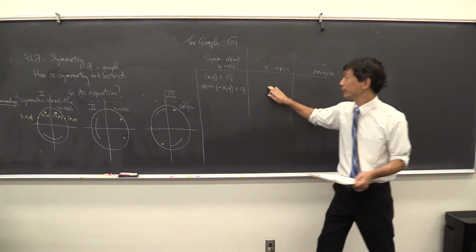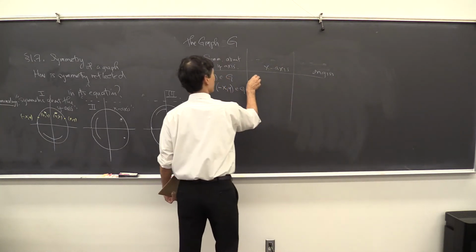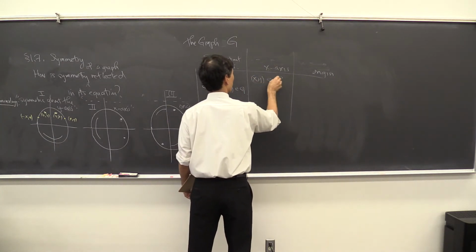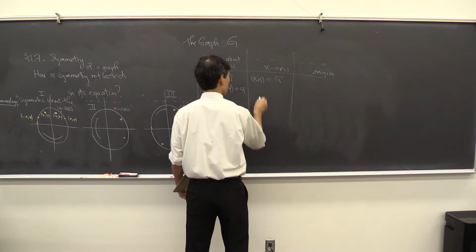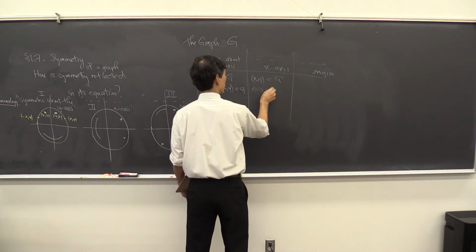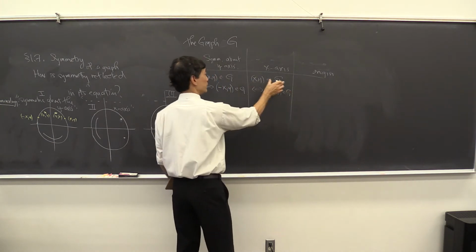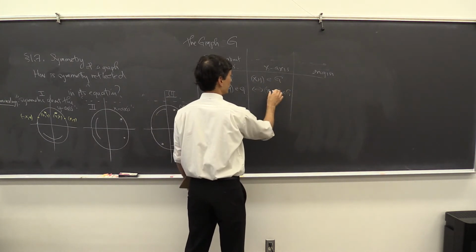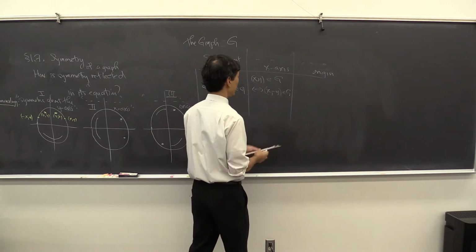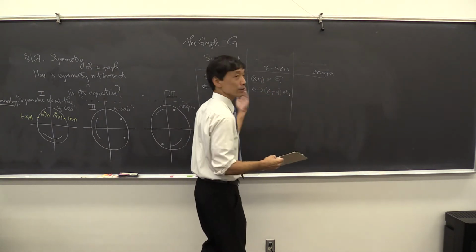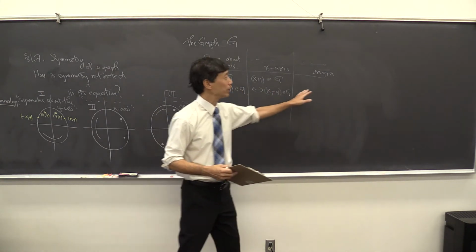Stella: For the second one, I wrote, point x, y is an element of G if x, negative y is an element of G. Exactly. A point lies on the graph if and only if its reflection across the x-axis lies on the graph. What about this one?